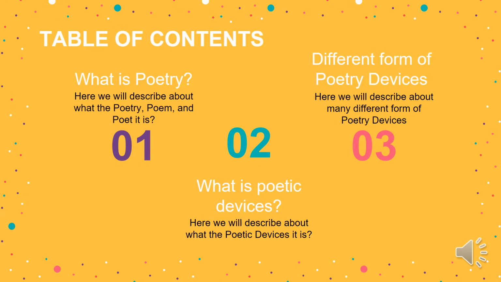Table of contents. First, what is poetry? Here we will describe what poetry, a poem, and a poet are. Second, what are poetic devices? Here we will describe what poetic devices are. Third, different forms of poetic devices. Here we will describe many different forms of poetic devices.